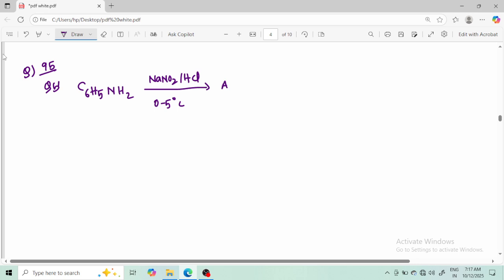and then it's reacting with C6H5 and H2, okay? And then with H plus it's giving you B product, right? So how to solve this?